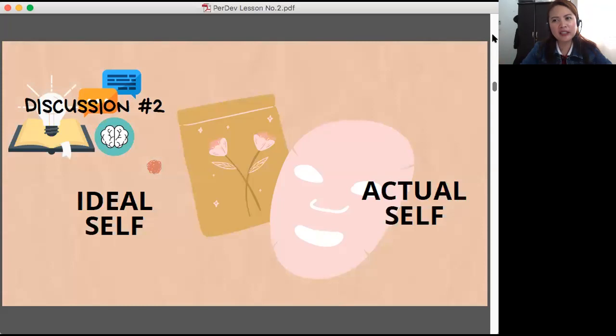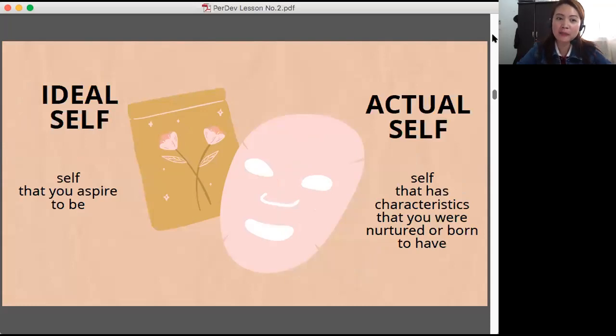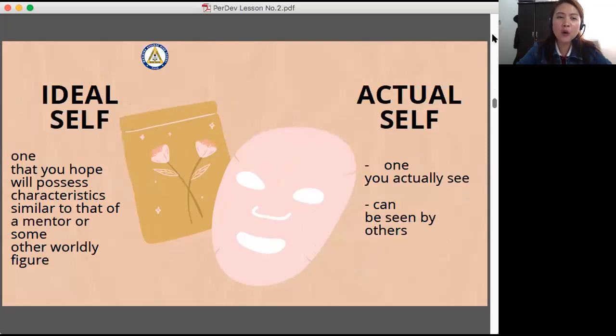So what's the difference between ideal and actual self? Ideal self is the self that you aspire to be. Actual self is the self that has characteristics that you were nurtured or born to have. Okay? Ideal self is one that you hope will possess characteristics similar to that of a mentor or some other worldly figure. Your dream face, your dream figure, your dream personality. That's your ideal self. Actual self is the one you actually see, and the one that can be seen by others.